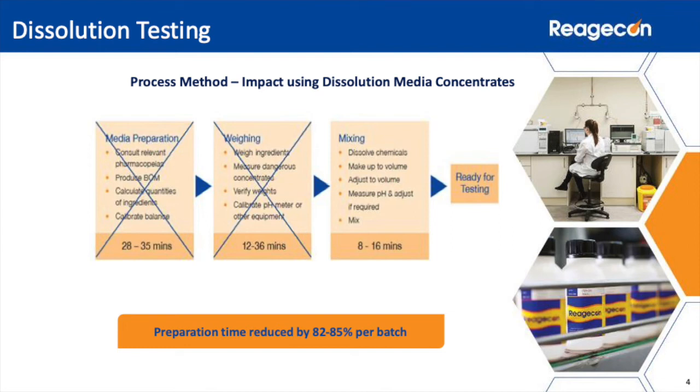Using concentrates, all the analyst has to do is dissolve the concentrate, make to volume, adjust pH if necessary, mix and use. We believe this operation will take between 8 and 16 minutes, with time savings of up to 71 minutes over all the products being produced in-house. This is over an 80% time saving for each batch.